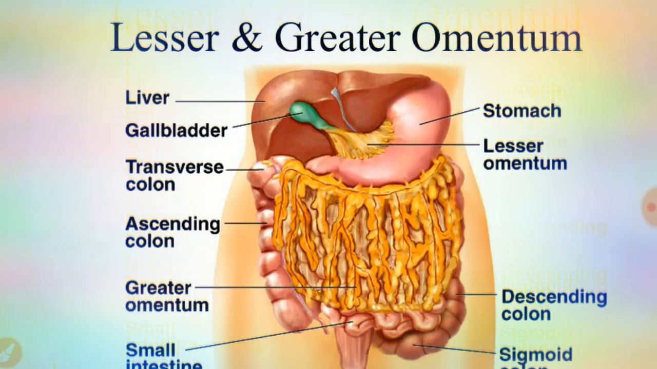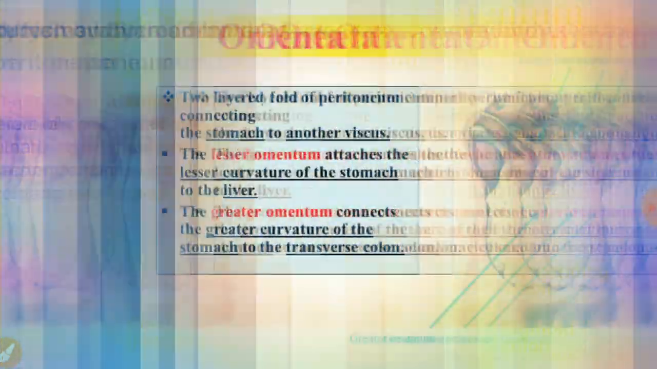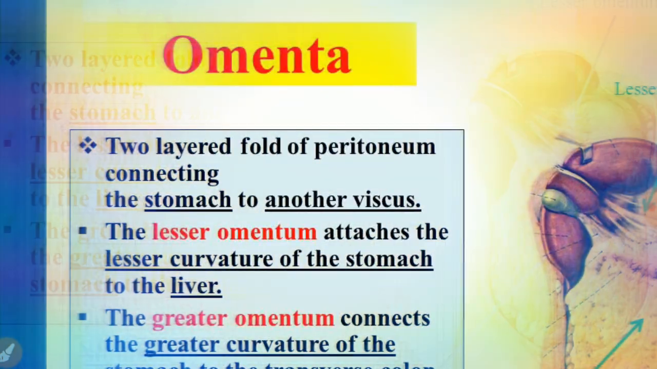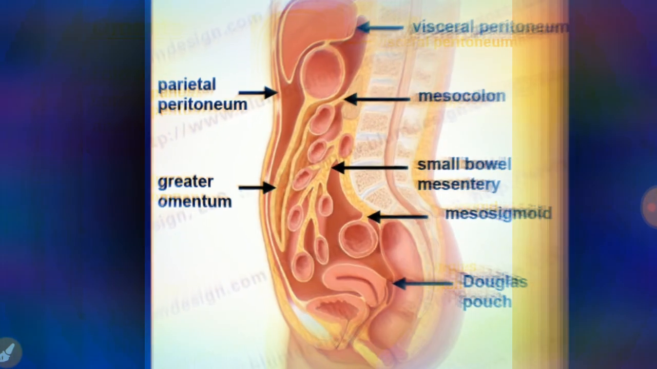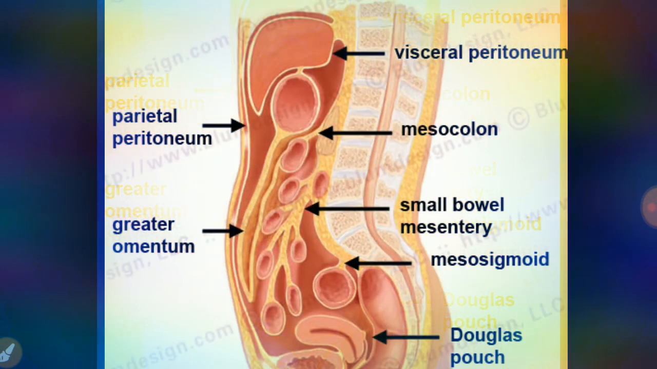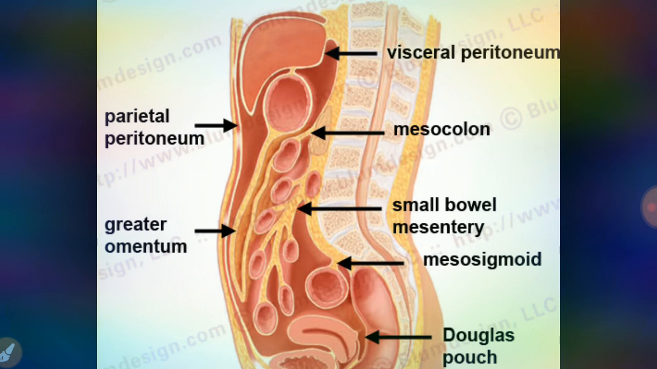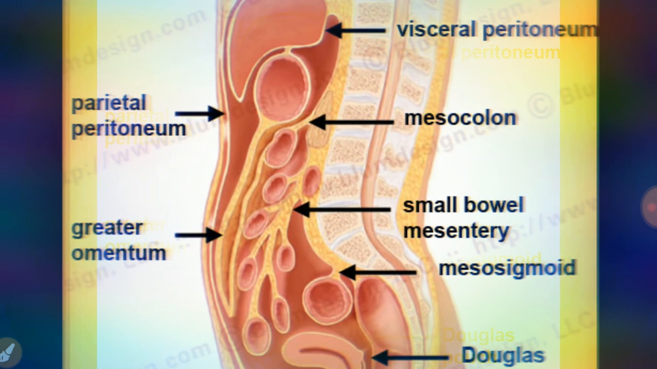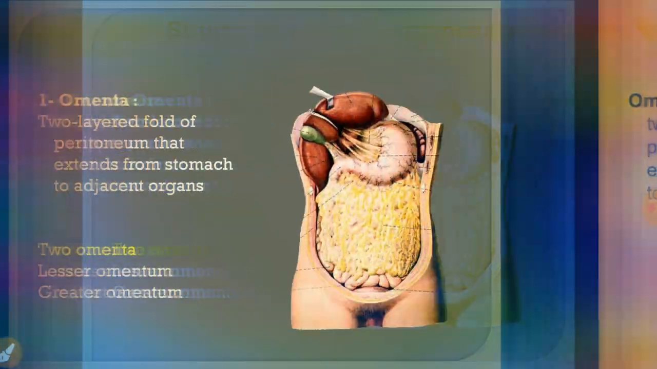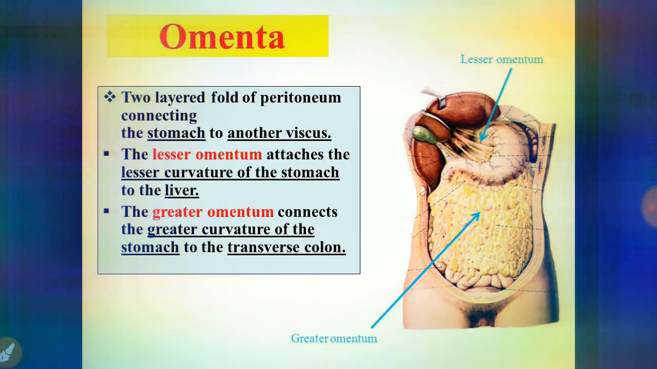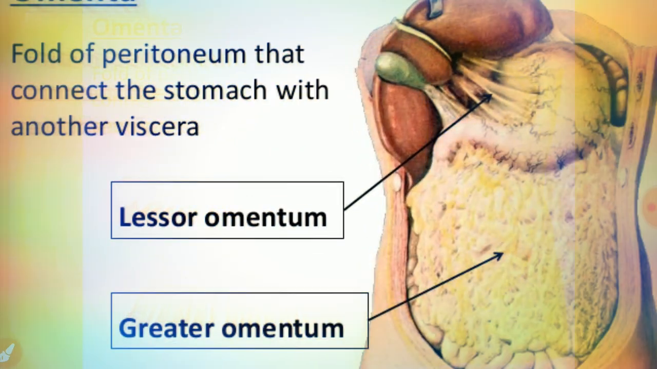Okay, first one is the greater omentum, second one is the falciform ligament. Next picture we can see in detail. Okay, see here, you can note down the points.